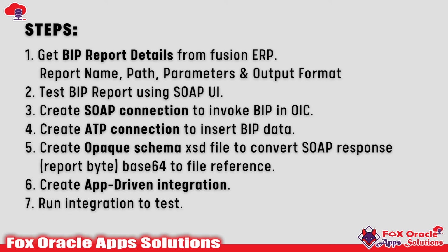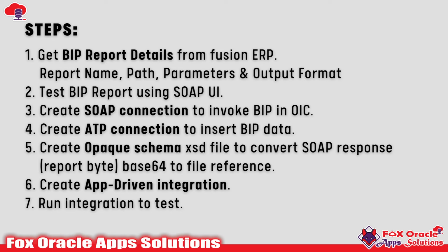Let's begin. We will follow a total of 7 steps to complete the development in this video. The first step, we will get the BIP report details from the Fusion ERP application. For example, we will get the report name. I will explain each and every point, from where you will get all these small details, so that you will not make any mistake while developing the integration or face any issue. The report details are the report name, the complete path of that report, the parameters of that report, and the output format of the report. Those are all the mandatory details to have so that you can invoke the BIP report from OIC.